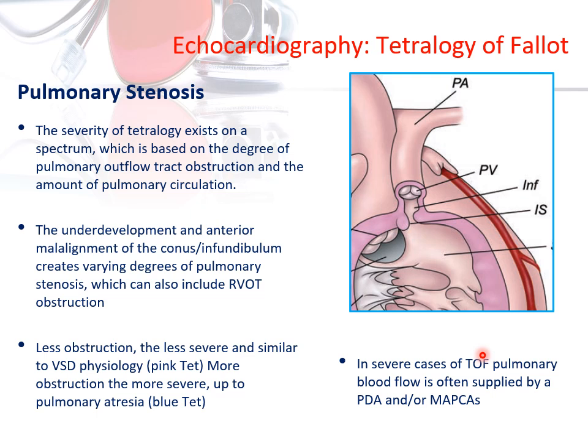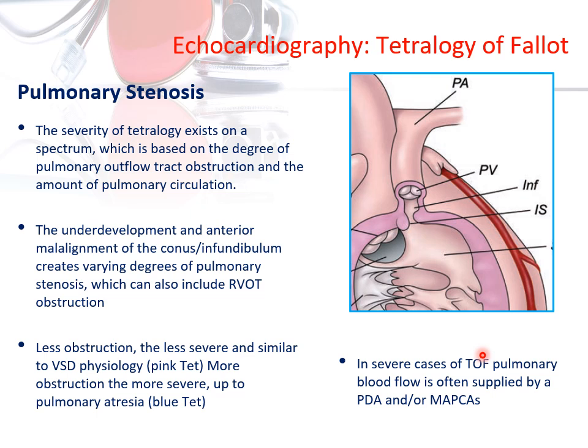So the severity of tetralogy exists on a spectrum, which is based on the degree of pulmonary outflow tract obstruction and the amount of pulmonary circulation. The cause, again, is the underdevelopment of the anterior malalignment of the conus or infundibulum, which creates varying degrees of pulmonary stenosis, which can also include RVOT obstructions. So, the less obstruction, the less severe, and similar to VSD physiology, think pink tet. And then the more obstruction, the more severe, up to including pulmonary atresia.